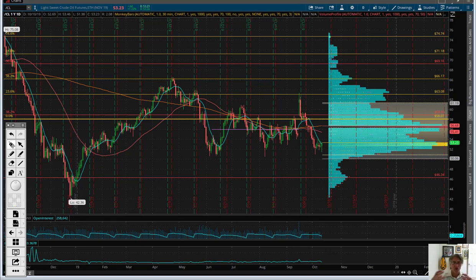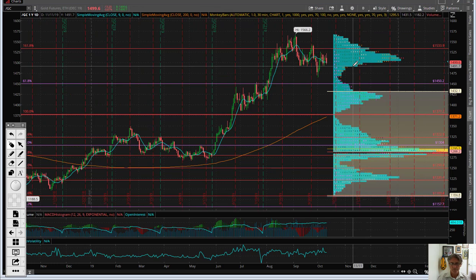So it's going to take a little bit of time to work that all out, but that's what I kind of expect going forward for crude oil. Now, gold coming off a little bit and back below that $1,500 a troy ounce mark.